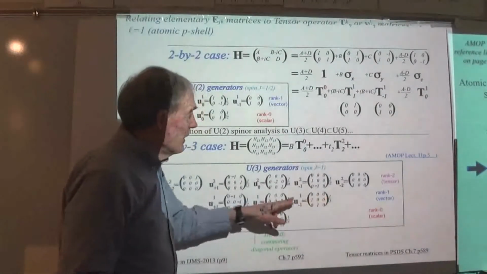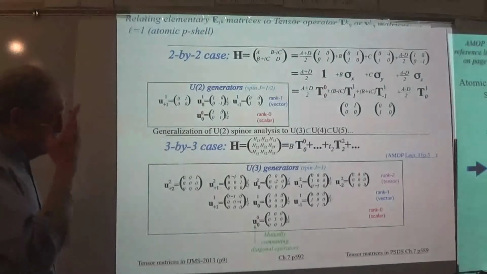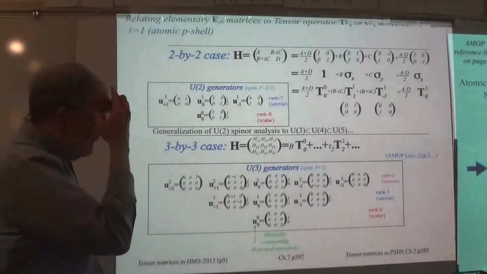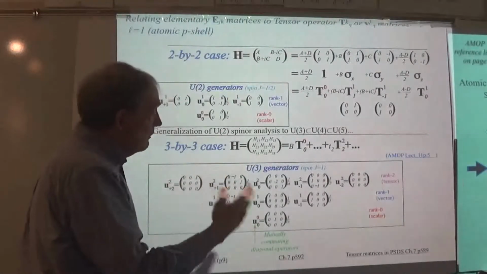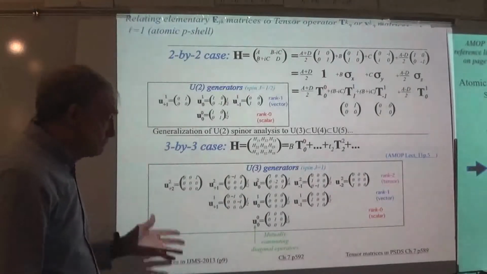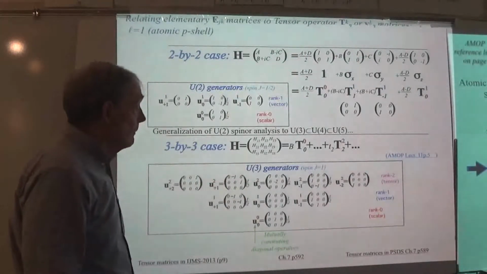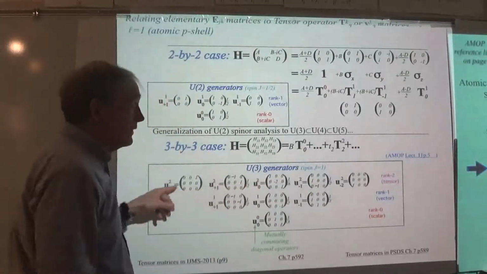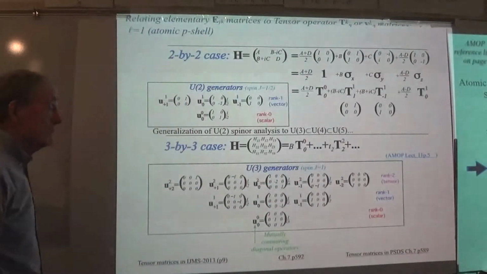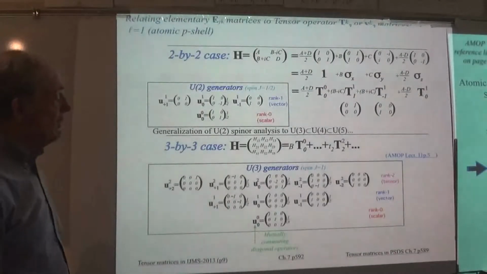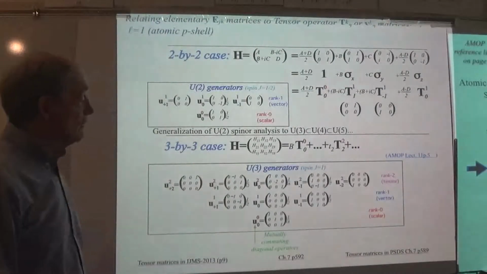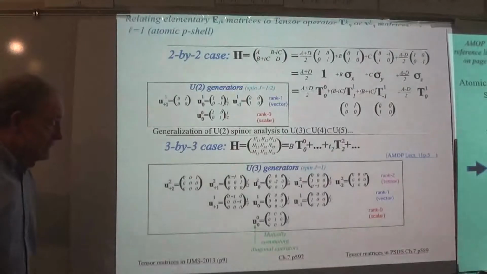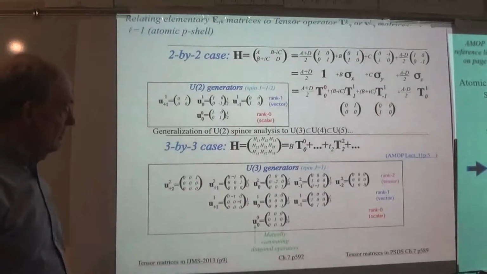So there's a set of matrices that belong to the generators of the U3 group. But they're combinations of elementary operators, all of them, because elementary operators are nothing but a zero matrix with a 1 in the ij place for Eij. Couldn't get much more elementary.